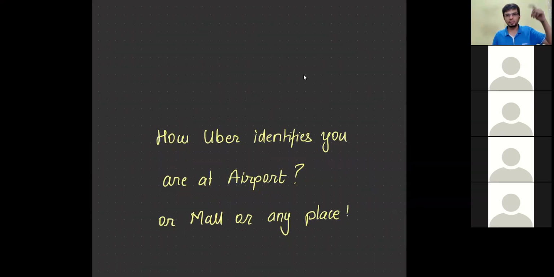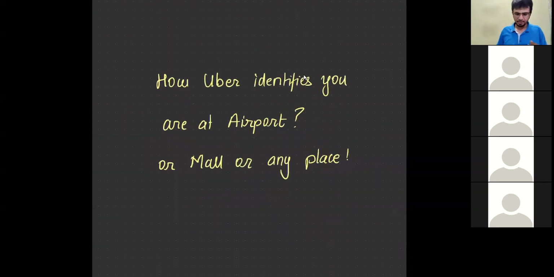Now that we are talking about geolocation and all, say you traveled by flight and reached your destination. Let's say you were traveling from Delhi to Bangalore. You reached Bangalore, you took your phone out of airplane mode, and what you saw was Uber's, and you opened the Uber app.